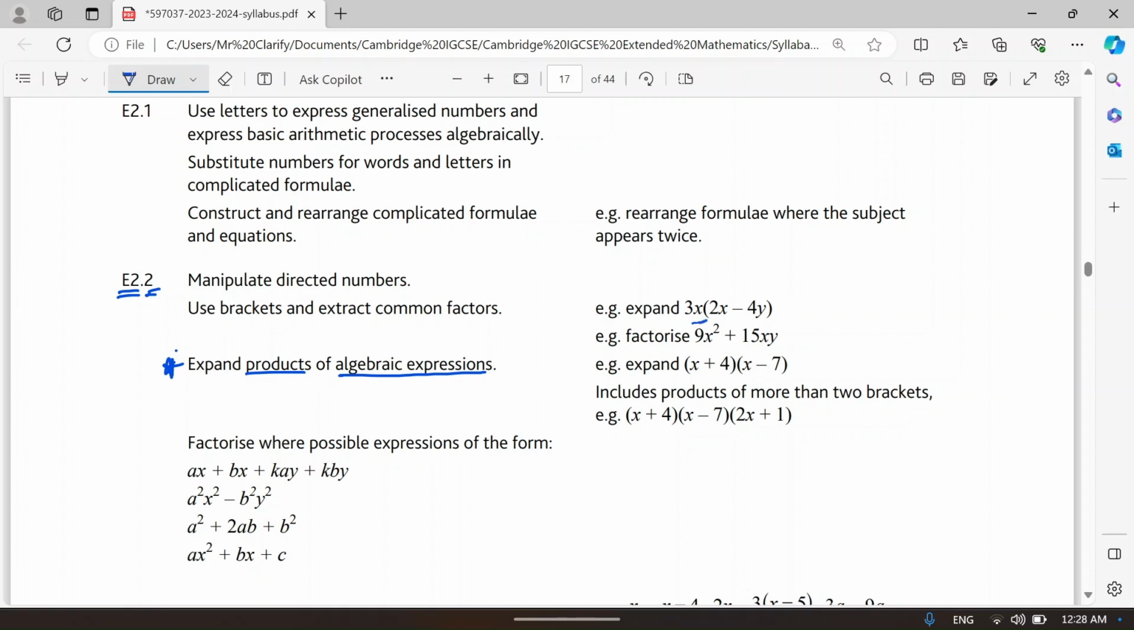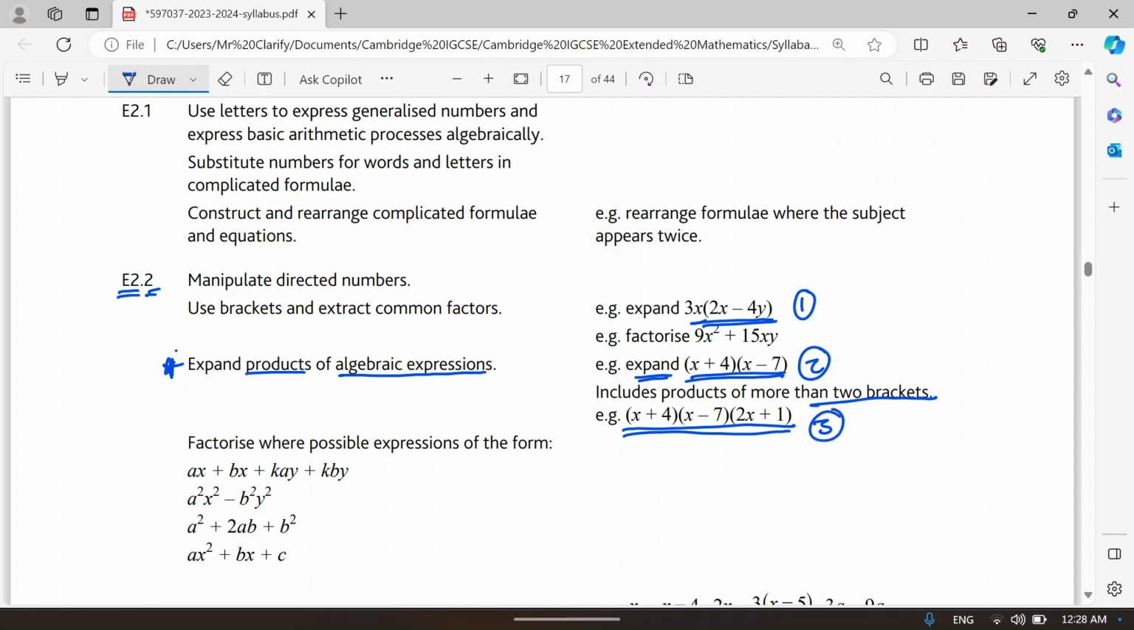The first one, we have one bracket. That's expand, and then they give you an example. Then the second one, when they say expand, we have 2 brackets. And then here they're saying include products of more than 2 brackets, where you have 3 brackets. So we're going to go through one with one bracket, 2 brackets, and 3 brackets, and we will be expanding and we'll see the solution.